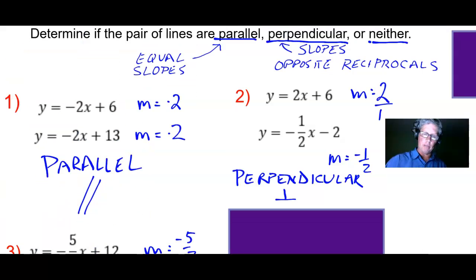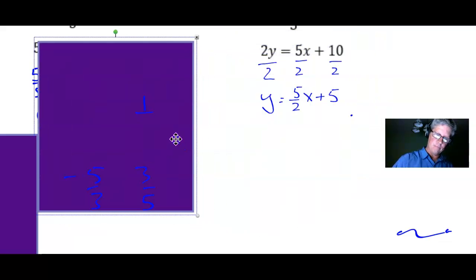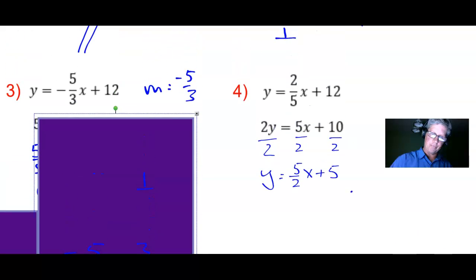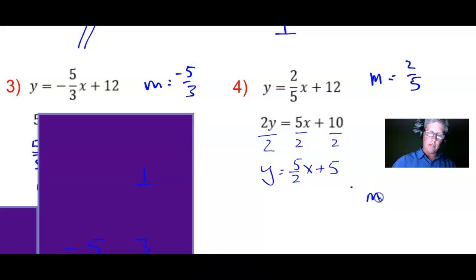Well, we're not going to make the same mistake on this one. Let's just look at the whole problem. The slope here is obviously 2/5. The slope here is 5/2. I had to do a little bit of work here. I had to divide everything by 2. Remember, when you're dividing by 2, you got to divide everything by 2.